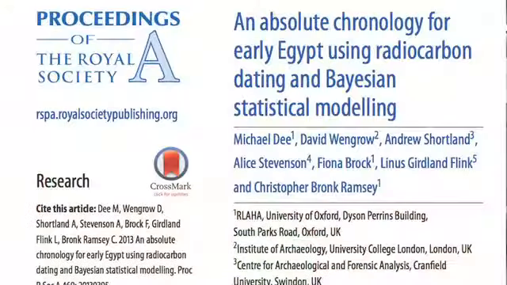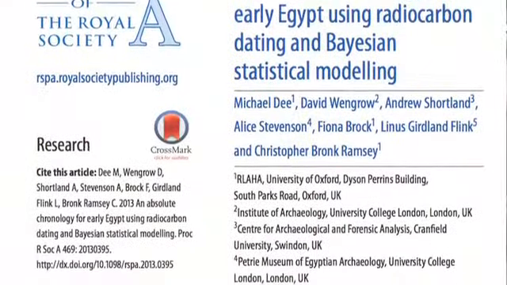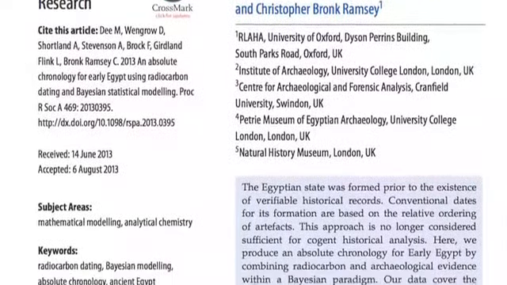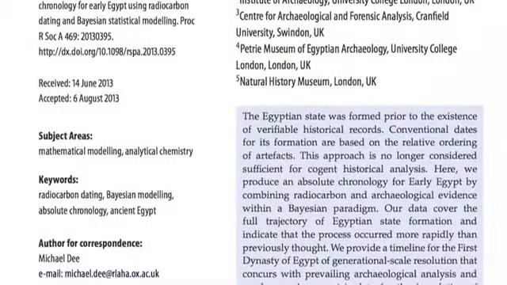I'm joined by Doctors Michael Dee and Alice Stevenson in the Petrie Museum of Egyptian Archaeology to discuss their Proceedings A paper, An Absolute Chronology for Early Egypt using radiocarbon dating and Bayesian statistical modelling. This paper uses radiocarbon and archaeological evidence and applies a statistical model to produce an absolute timeline for the formation of the Egyptian state. So, for those of us who aren't that familiar, what exactly is Egyptian chronology and why is it so important to archaeologists?